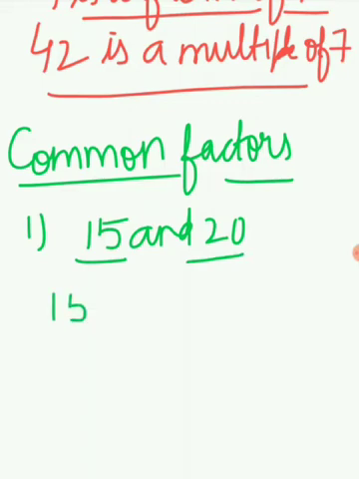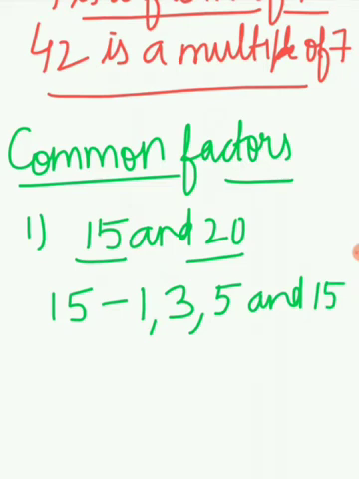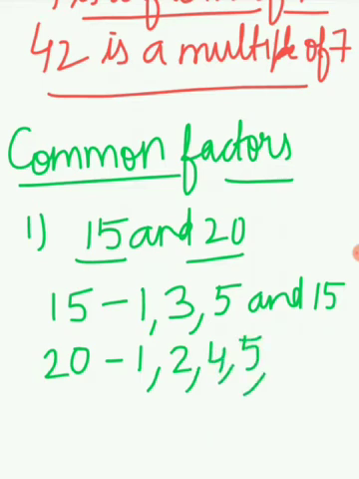So we will write here 15 and we will write its factors. 1 is always a factor of every number, and the number itself. 1, then it comes in the 3 table, then it comes in the 5 table, and the number itself. So we have written the factors of 15. Now we will write the factors of 20. 1, the number itself, then 2, in the 2 table it is coming, in the 4 table, in the 5 table, the 10 table, and the number itself.